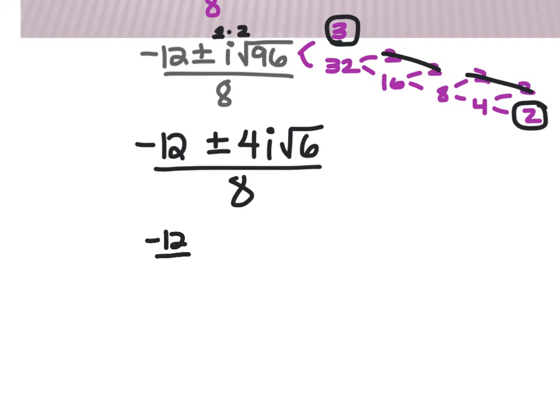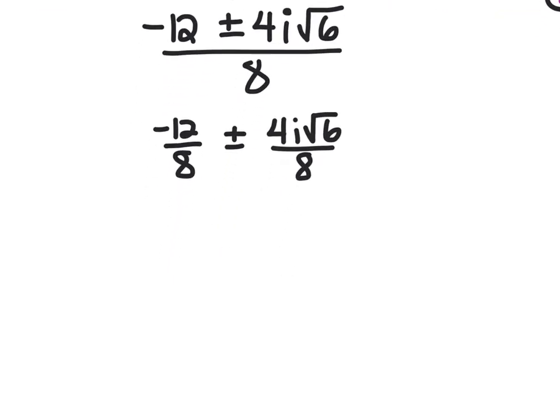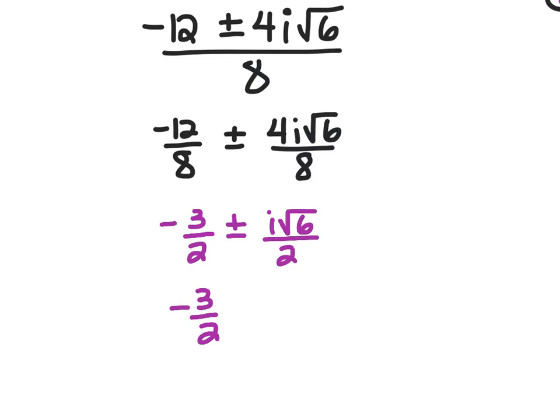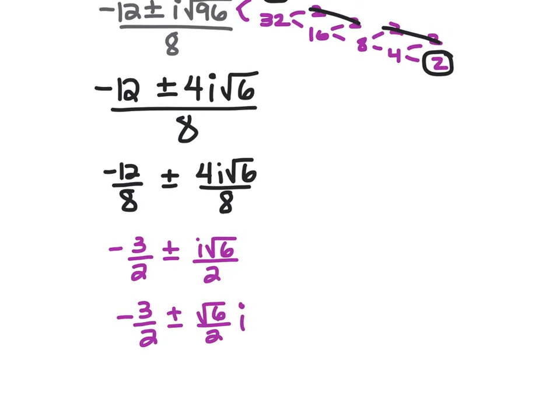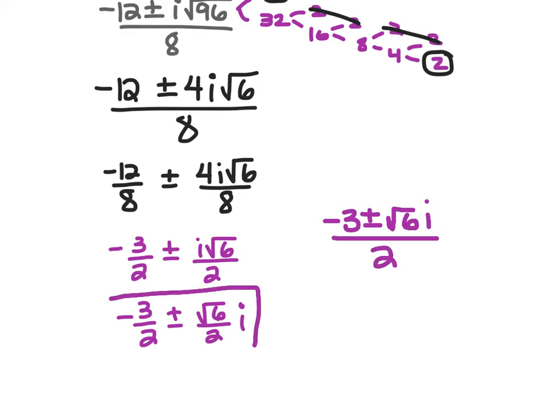I'm sorry, -12 over 8 plus and minus 4i root 6 over 8, which can get simplified to -3 halves plus or minus i root 6 over 2. And then that can be left as that, or you can bump the i to the end to be root 6 over 2i. So sometimes you'll just see it written as -3 plus and minus root 6i over 2, and you can leave it together like that. But if it's a standardized test or a multiple choice test, it's going to be written like that latter one, where it would need to get split and the i gets bumped to the end.